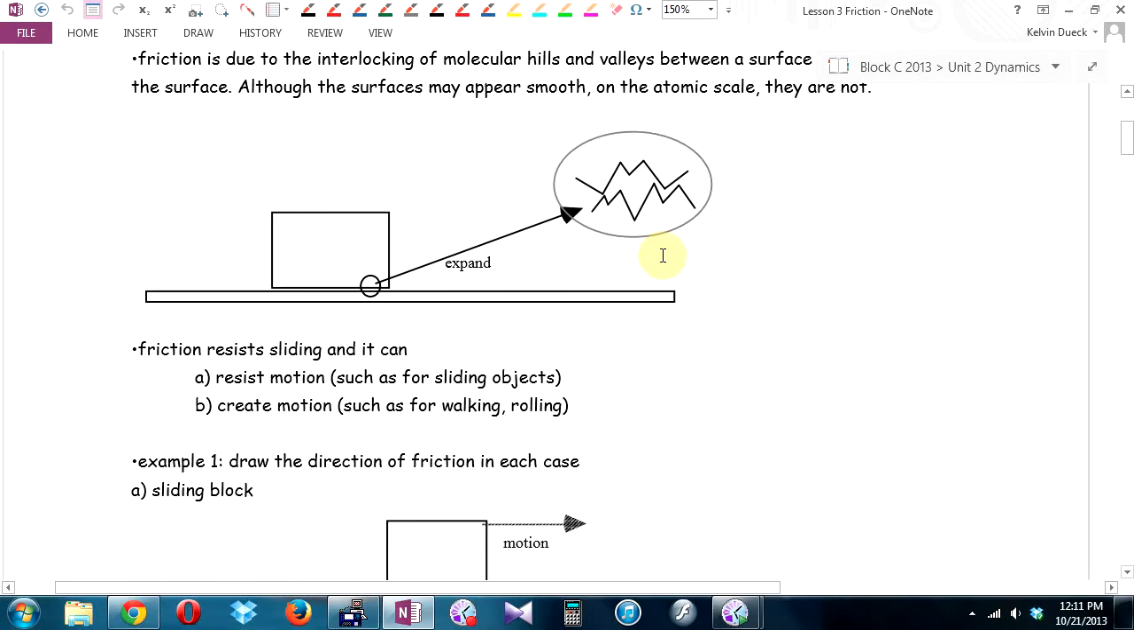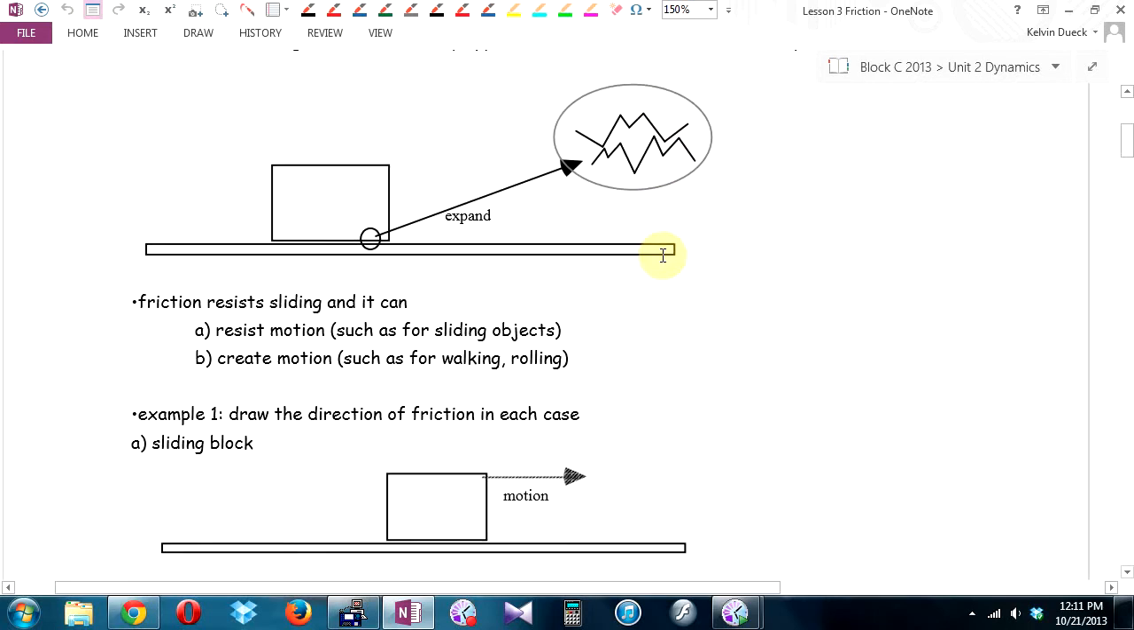Friction resists sliding, and as such, it can resist motion when you're trying to slide an object across the floor. Or, I've tried to convince you, it can also create motion, because it's the force that pushes you forward when you walk. It's the force that's pushing you forward when you bike.